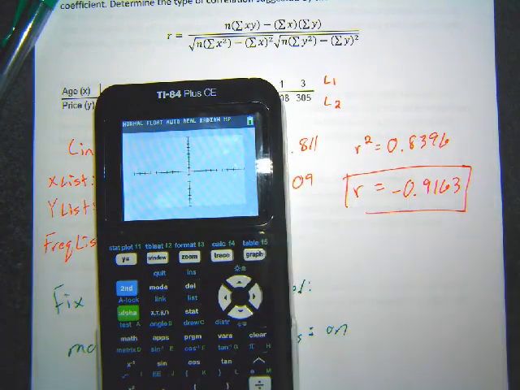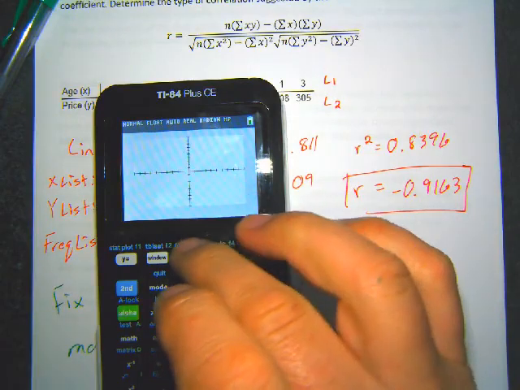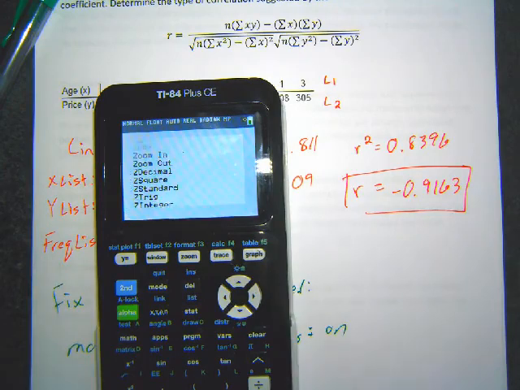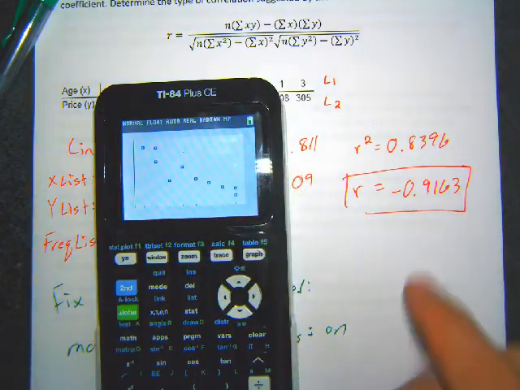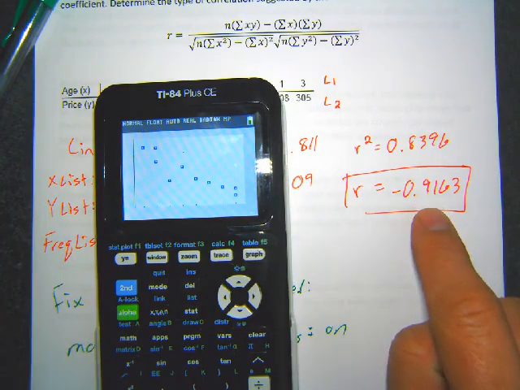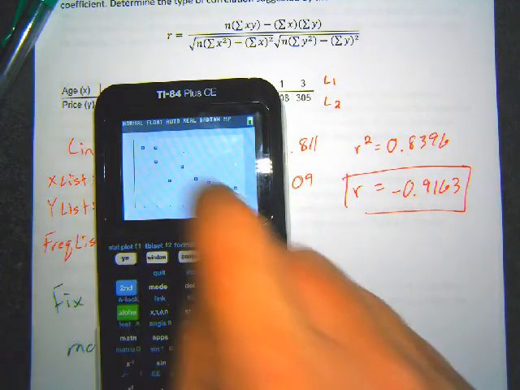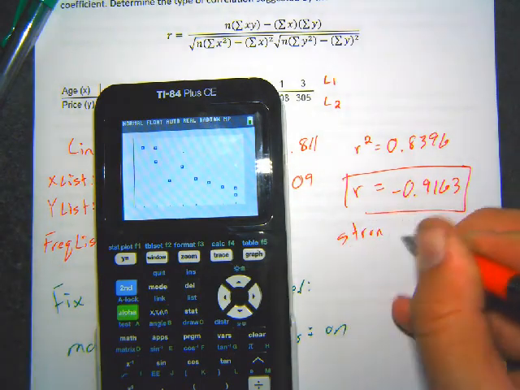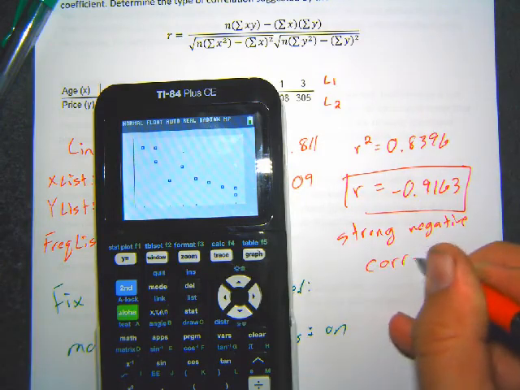Now mine's still not showing up. Why is that? Because it's not zoomed in properly. When you're doing stats graphs, always hit zoom stat, so zoom 9. Now you can see it, and you can see this is mostly a straight line. That's why I got a pretty strong correlation. Negative 0.9 is pretty strong. It's not quite negative 1, which would be 100%, but it's fairly strong. You can see the r going really well. So this is a strong negative correlation.